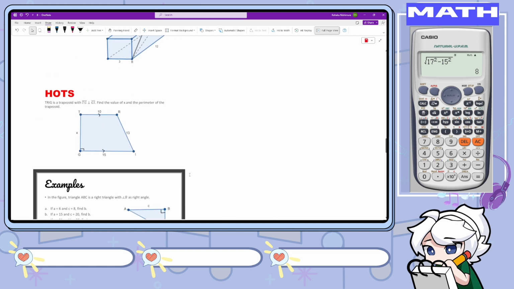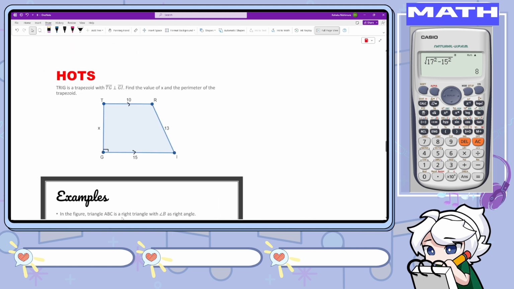Do I need to explain something right here? Okay, I want to explain this problem. This particular problem, TRIG, is a trapezoid with TG being perpendicular to GI. Find the value of x and the perimeter of the trapezoid. So you're being asked for two things: the value of x and the perimeter.